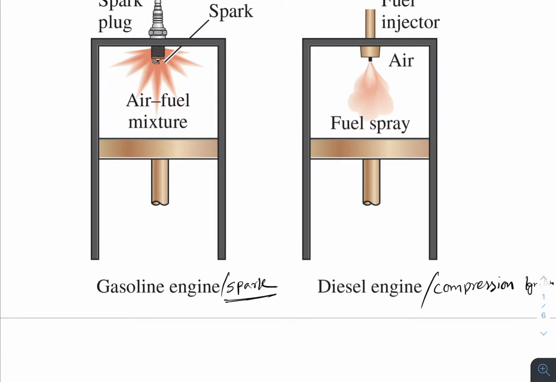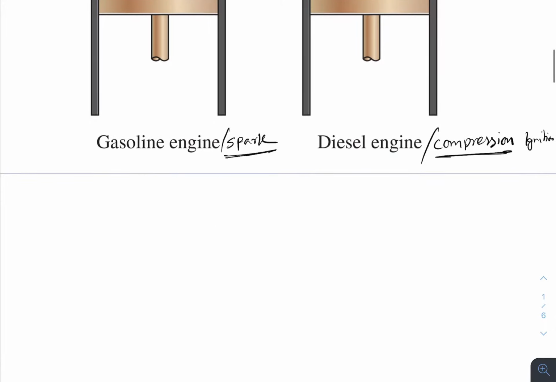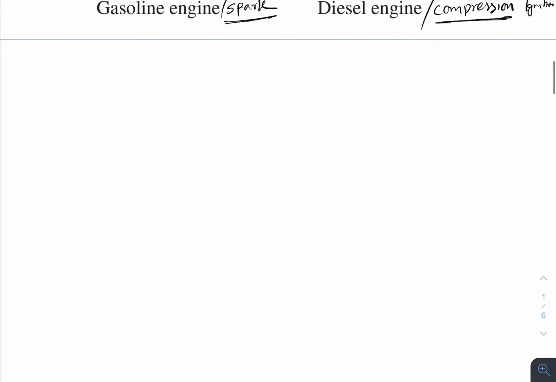So in the previous class we talked about the spark ignition cycle, right? The ideal cycle. Now today we're going to talk about the compression ignition cycle. So let's go ahead and draw the PV diagram and TS diagram of the ideal diesel cycle, right? Ideal diesel cycle.